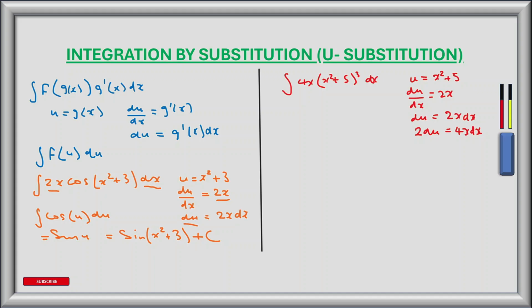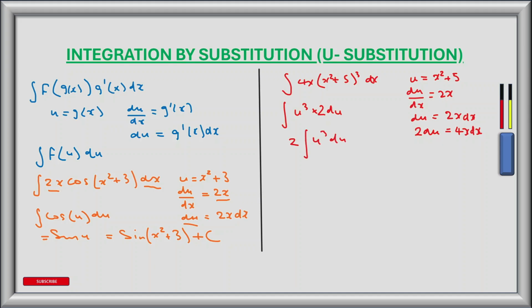So let's do our substitution. So now we have the integral. So x squared plus 5 is u. We have u to the power of 3. And 4x dx is 2 du. That's multiplied by 2 du. So we have 2 times the integral of u to the power of 3 du.